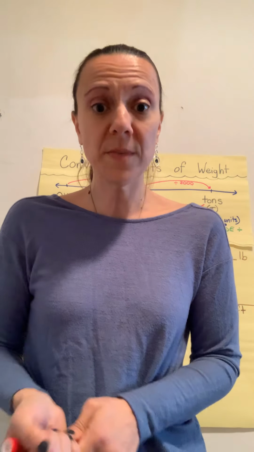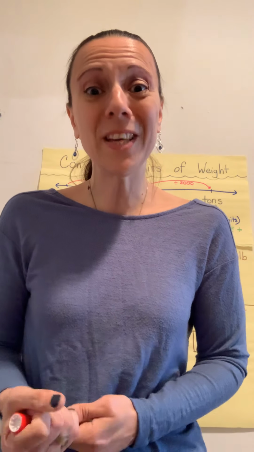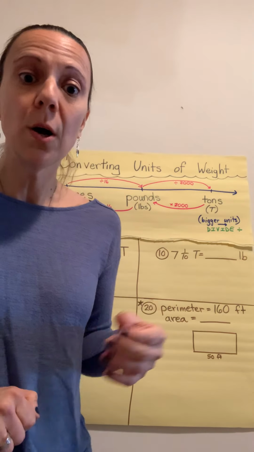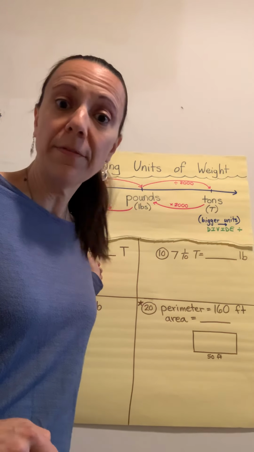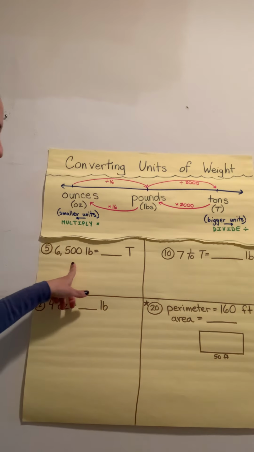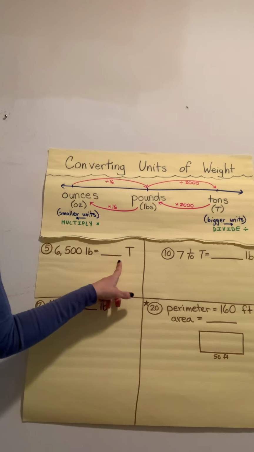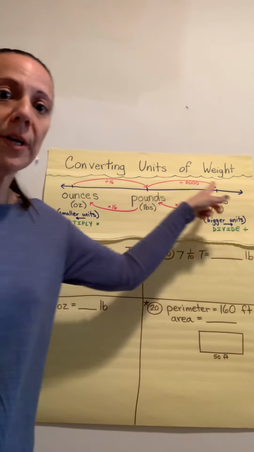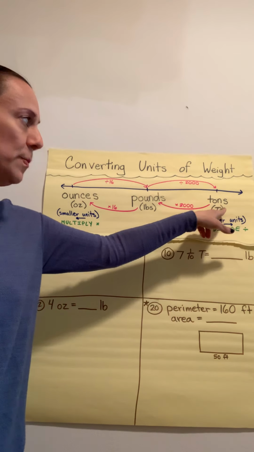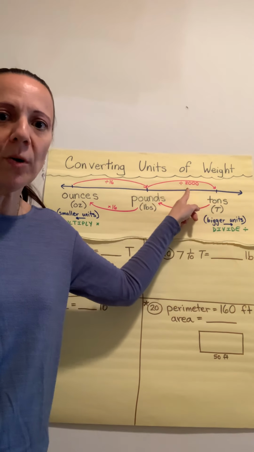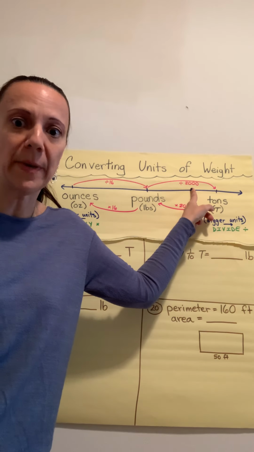Let's try a couple of the problems in the book that might be a little trickier because they don't work out evenly. So if you're following along in your book on the classwork pages, we're going to start with number 5. Number 5 asks you to convert 6,500 pounds into tons. So remember, I'm going from pounds to tons. I'm starting with a smaller unit, going to a bigger unit. So my answer should be smaller. I won't need as many tons as I need pounds. So I'm going to be dividing, and I'm going to be dividing by 2,000 because that's my conversion.